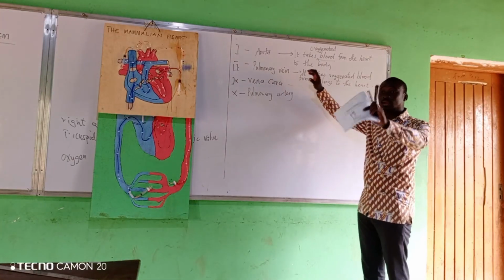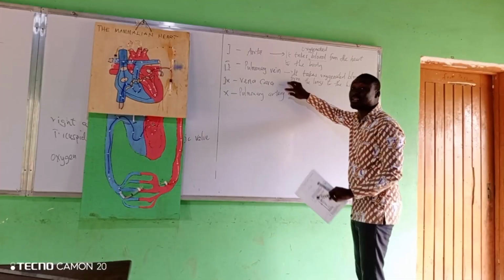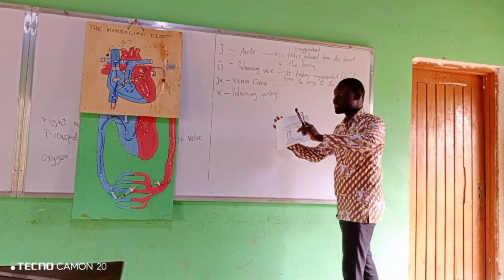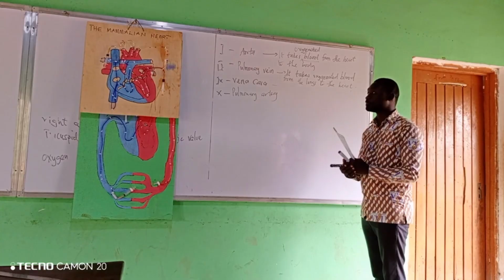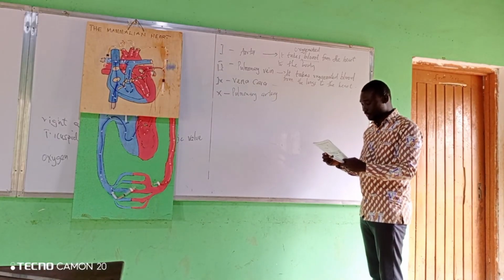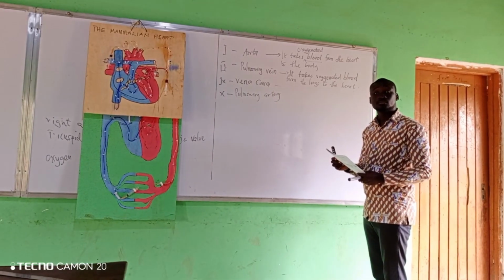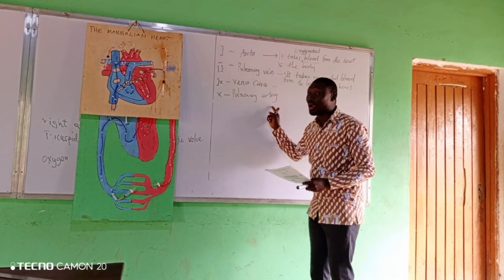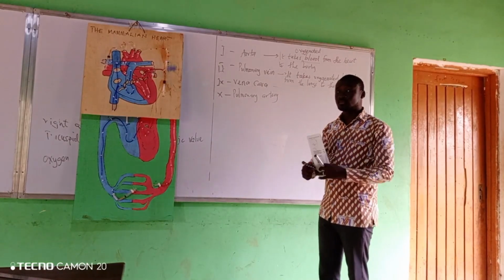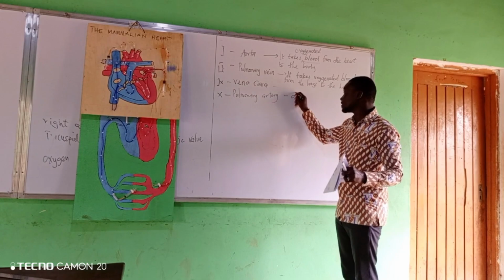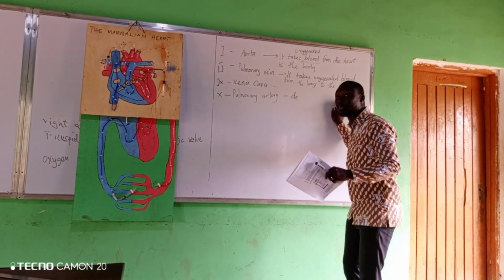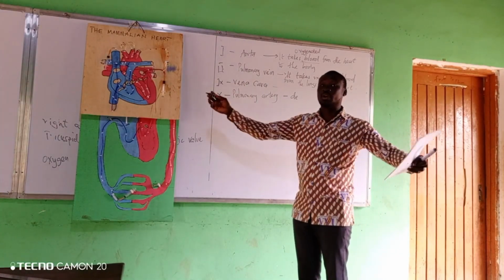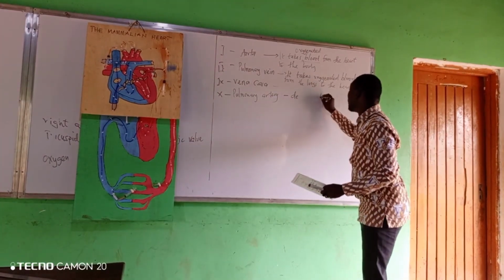So the vena cava, according to Latin, takes deoxygenated blood from the body to the heart. That's correct. Then the pulmonary artery, the last one. The pulmonary artery takes deoxygenated blood from the heart to the lungs. That's correct.